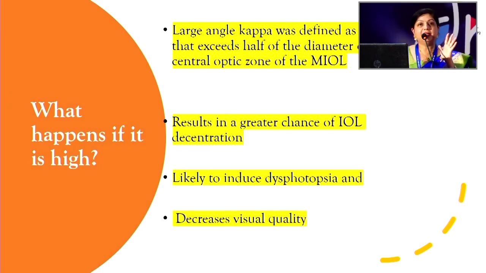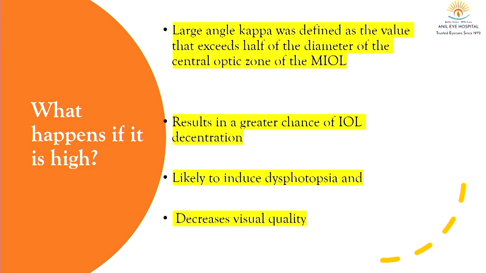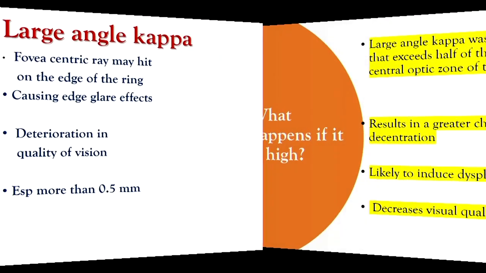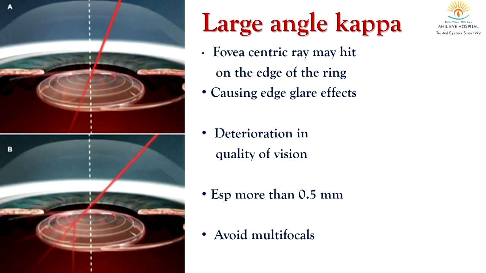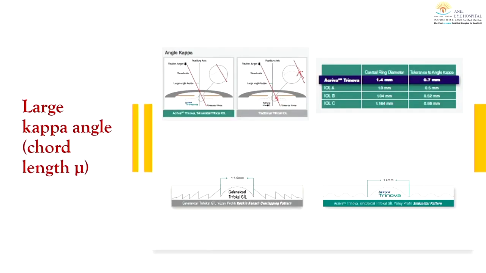So large angle kappa, how large is large? It is defined as the value that exceeds half of the diameter of the central optic zone of the multifocal IOL. So let's see what exactly it means. Suppose you have the central optic zone which is decentered, then the fovea-centric ray will hit the edge of the ring, will not pass through the central optic zone of the ring. Now especially if it is more than 0.5 millimeters, it can cause deterioration in quality. So in such cases, it's better to avoid multifocals.